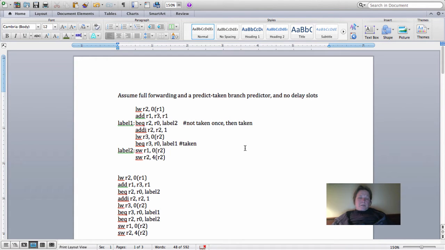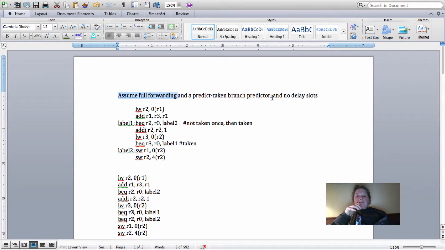Example using pipelining. First, we're going to go through one instruction at a time, and second, we're going to see what the improvement is if we have a multiple issue pipeline where 2 instructions can be issued at a time. So here's our code. We're going to assume full forwarding, so that means the only hazards are a load use.